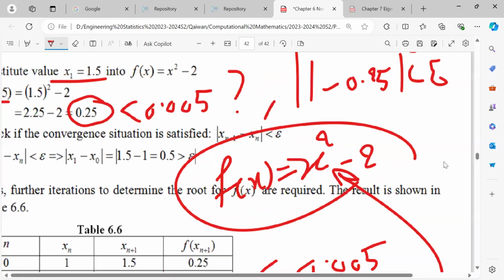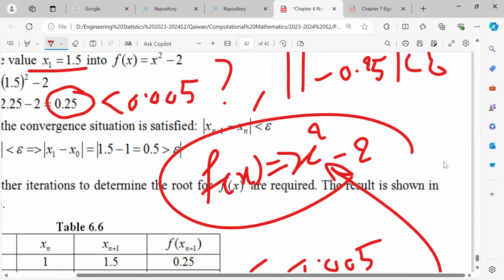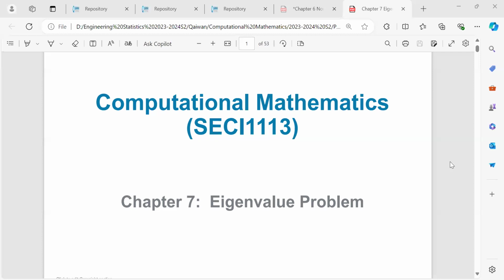Okay, this is the end of this chapter. Now we have a new chapter, which is chapter 7. In this chapter, we talk about eigenvalue problems. Here we have only 3 topics.